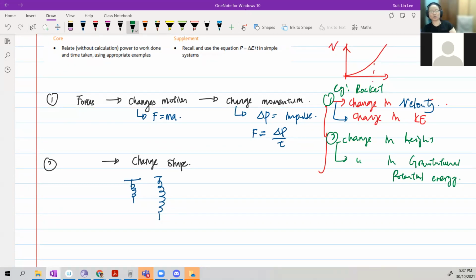So it's not that having this means you don't have that, it's more like they come together. If your motion changes, there is force, and there is probably a change in velocity. But not just that, we may also have changed height, so that will cause a change in gravitational potential energy. And whenever you change shape, there is also probably a change in elastic potential energy, the energy stored in the rubber band.